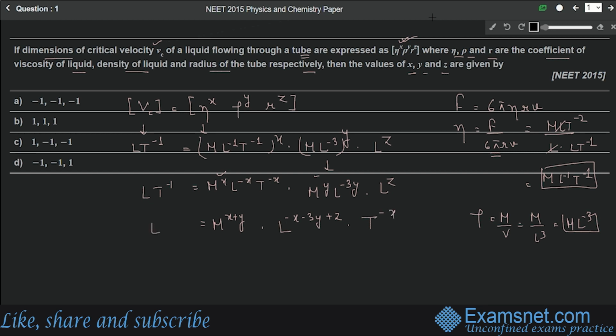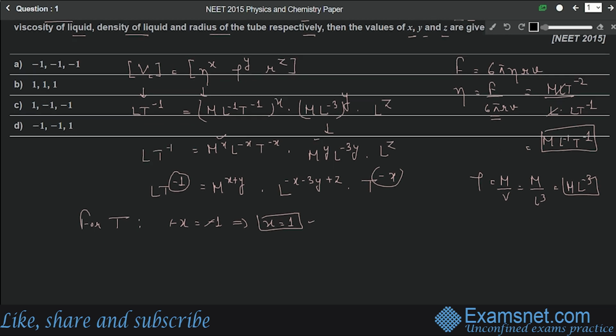On the left hand side we have Lt minus 1. Now let's compare. So for t, what is the power on the left hand side? Minus 1. And what is the total power on the right hand side? Minus x. So we can say that minus x is equal to minus 1. That means the value of x is equal to 1. Okay. Now we have got the value of x. Similarly, we can find out the value of y and z also.